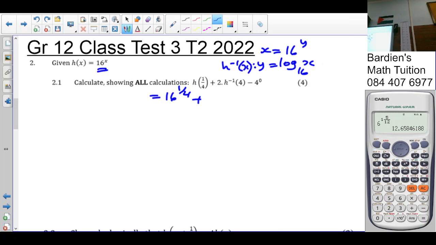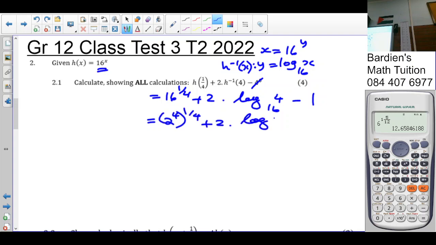So we'll have 2 times the inverse function of h of 4. So that will be log x, which is 4, by 16 minus 4 to the 0, which is 1. Anything to the power 0 is 1. So 16 can be written as 2 to the 4 raised to the quarter plus 2 times. Now this can be written as log 4 over log 16 minus 1. Now a quarter times 4 is 1 plus 2 times. Now I can change this to 2 squared and that to 2 to the 4.